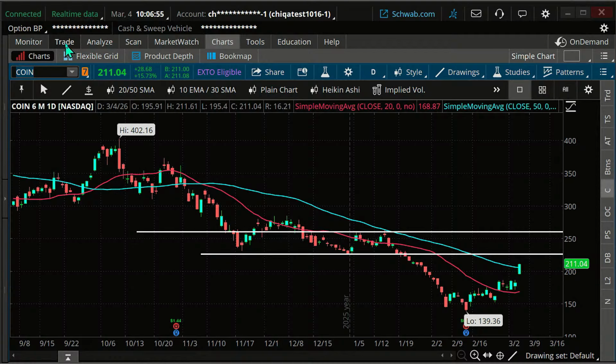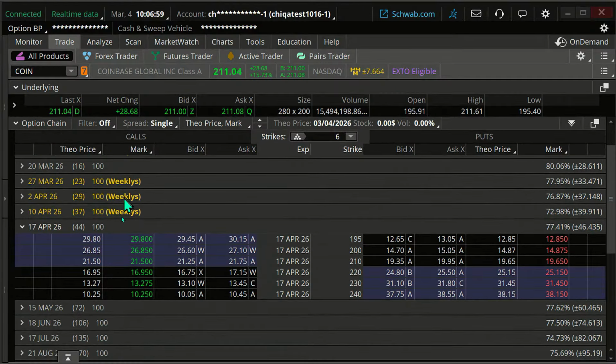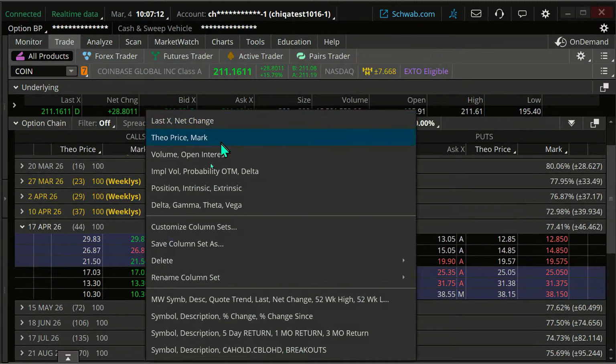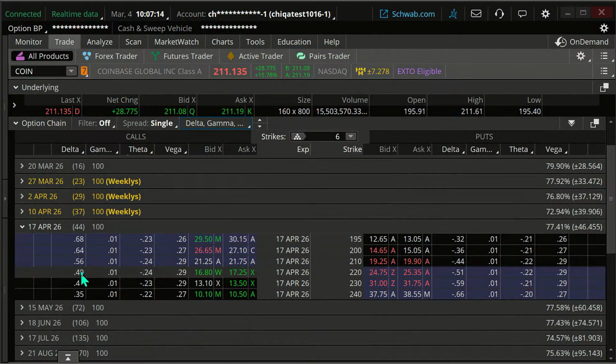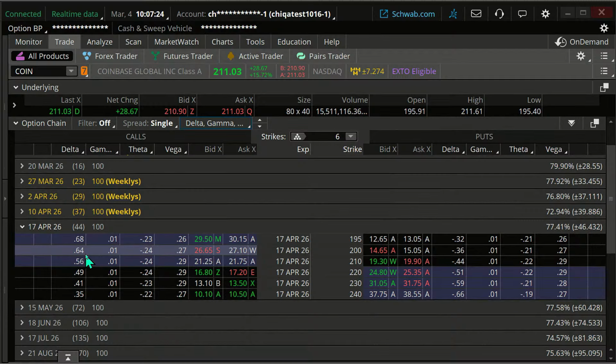I'm going to go to the trade tab. Here's options, and I'll go out to the monthly options. I'll go up 44 days on this, and I'm going to go in the money here a little bit. I'm going to use delta. Delta tells us how much the option is likely to move in relationship to a $1 move in the underlying stock price, but it can also give us an indication of how far in the money or out of the money it is. I'm going to go up to about a 64 delta on this.